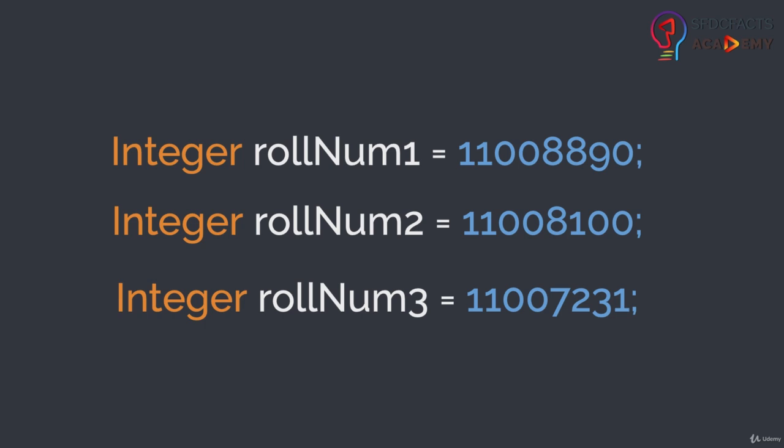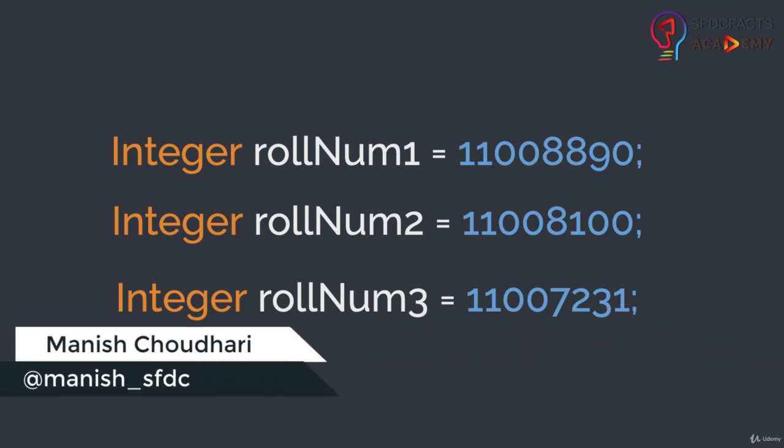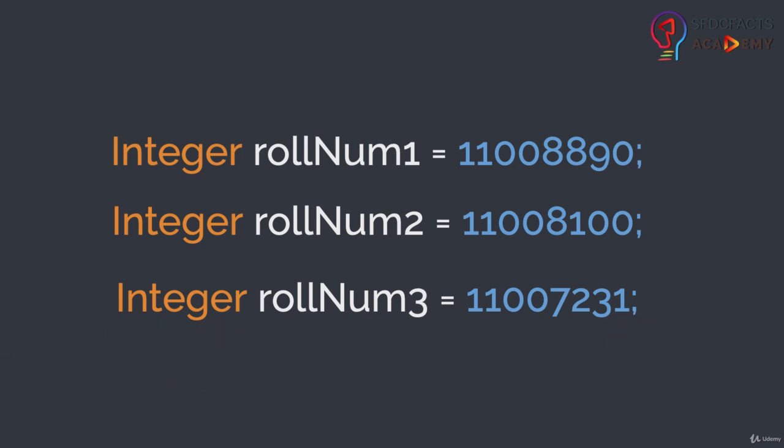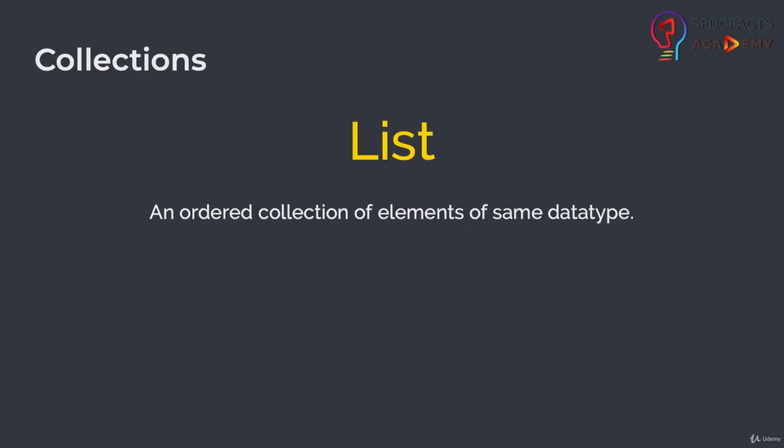But is it the correct way? Or is there any other alternative available in Apex to store this data more efficiently? Yes, there are other alternatives available in Apex which allow us to store the collection of data of the same data type. In this case, we can store all these integer variable values in a collection. The first collection that we are going to take a look at is list. A list allows us to store the collection of elements of the same data type.